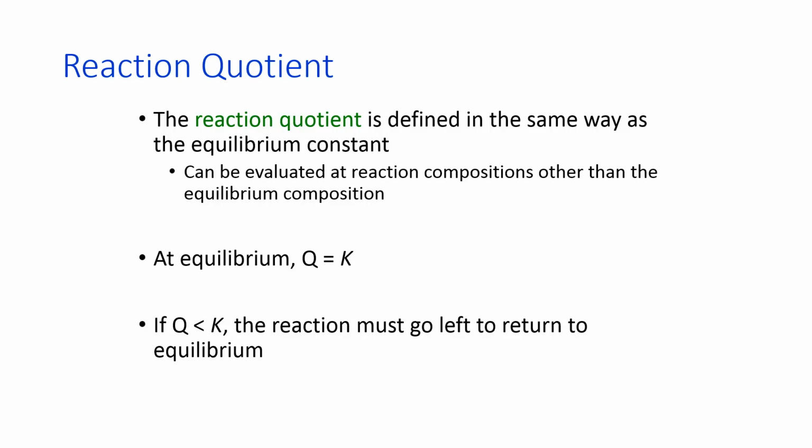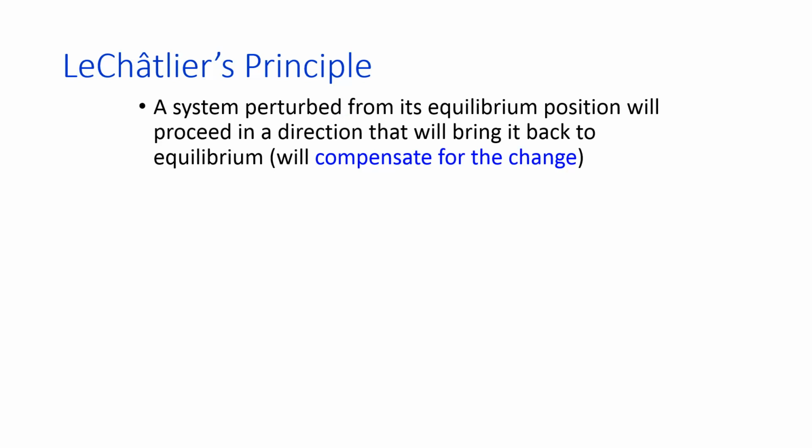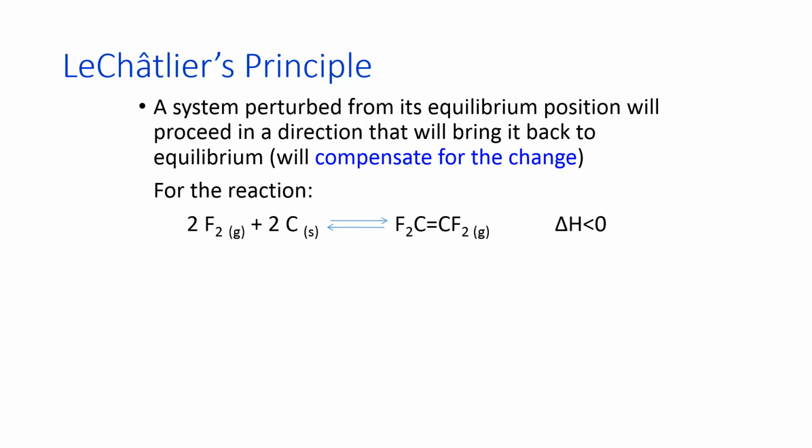And this relationship between Q and K is the real way to think about Le Chatelier's principle, which a lot of people in the general understanding will recognize as a system being perturbed from its equilibrium proceeds back in a direction that compensates for that change. The reason for this is that at equilibrium the reaction quotient is equal to K, and when you perturb it from equilibrium the reaction quotient changes, and the reaction will accommodate for that change such as to make Q equal to K again.